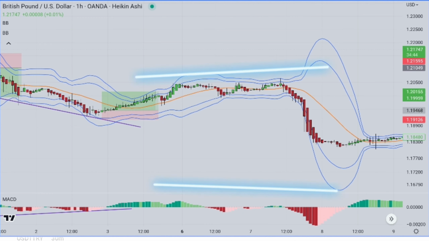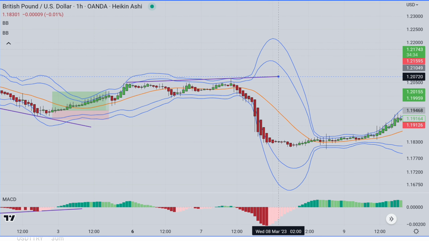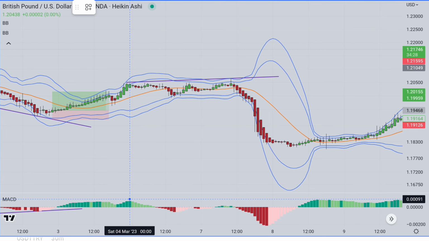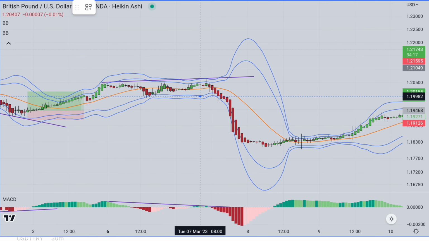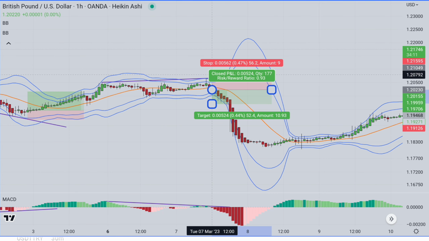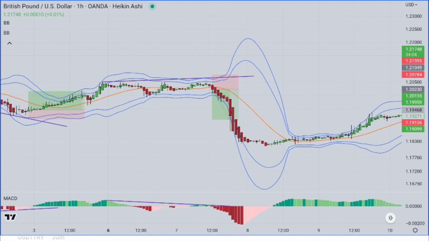And again, we see a divergence. Another trading opportunity has appeared. Yes!